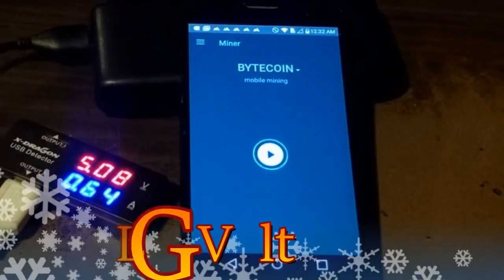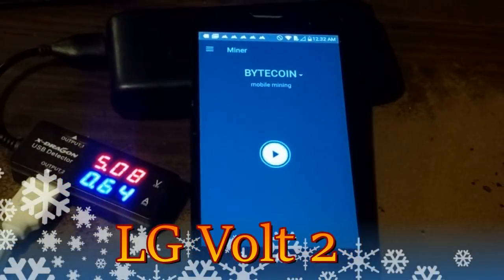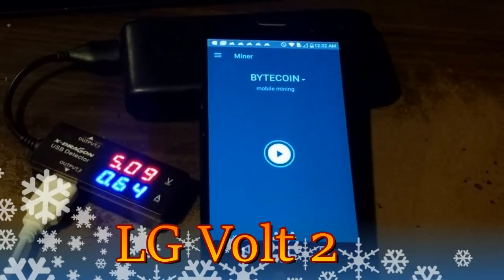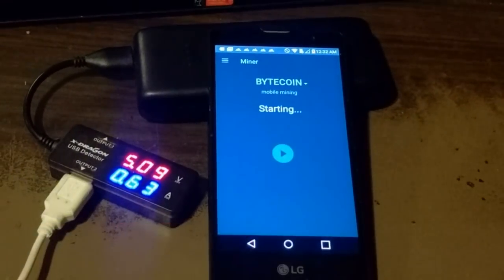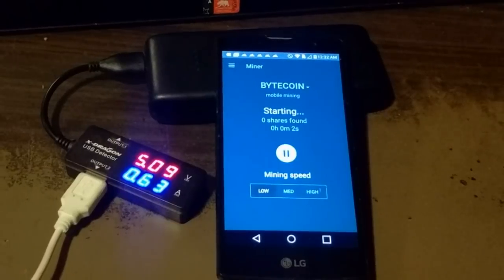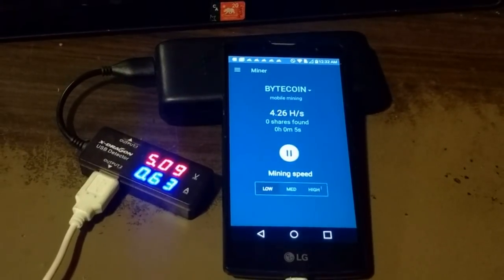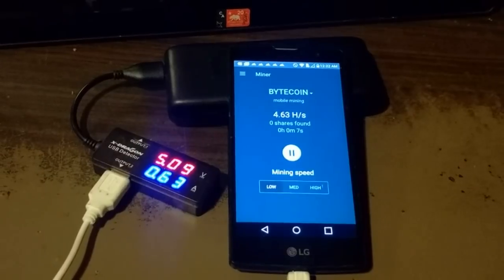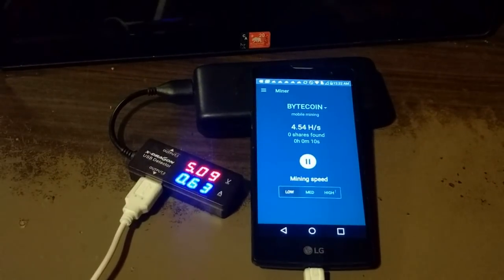So this is the Bitcoin mining for the Volt Generation 2. If you take a look at this phone, it uses even less amperage to mine, even though it's mining even a bit slower than the Volt 1, just slightly, but it's using less amperage. And it's also OLED, so this is not a bad option as well, the LG Volt 2.